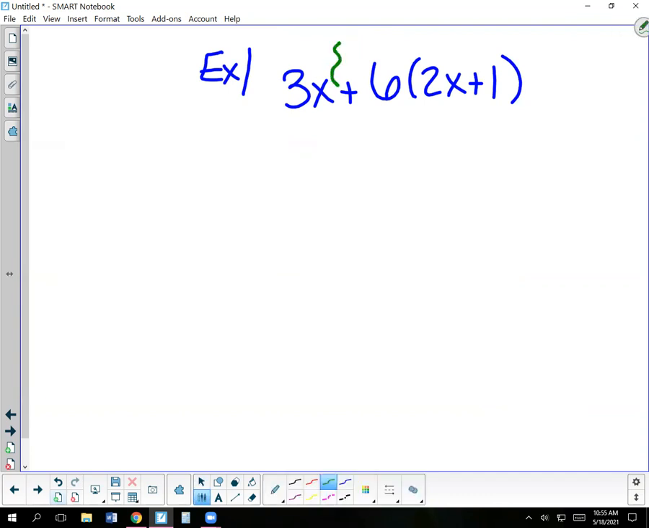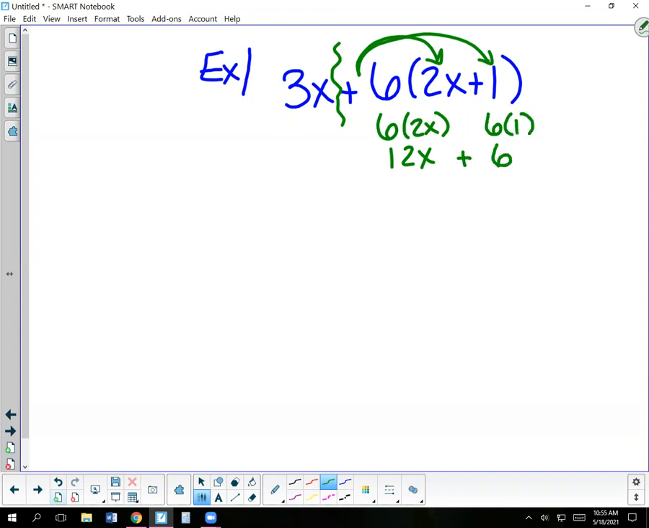Remember that we kind of broke it apart. Like we took care of this first, right? So I would give the positive 6 to the 2x. So 6 times 2x is 12x. And then give the 6 to the 1, which is still positive. So 6 times 1 is 6. And then remember we brought this down and then combine like terms. Okay? That's what we did this year.